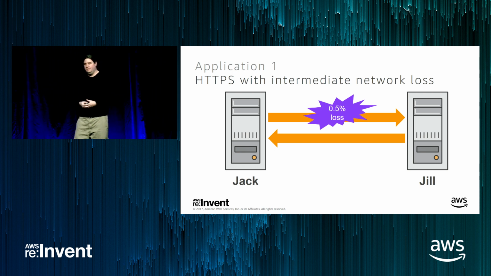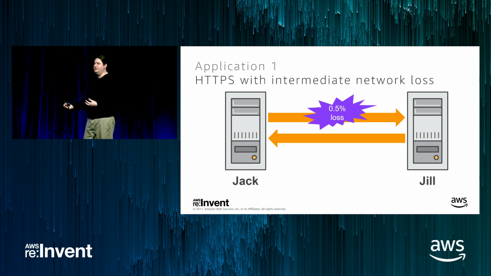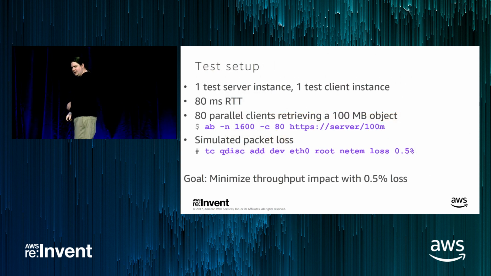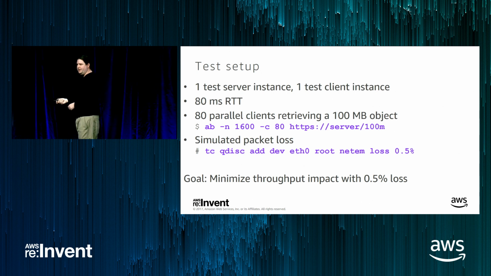Maybe you just can't get around it. Or you want to make sure that just in case loss happens, your application is minimally impacted. What can we do? So here's my setup I'm going to use. I've got a pair of instances. They're 80 milliseconds apart round trip time.